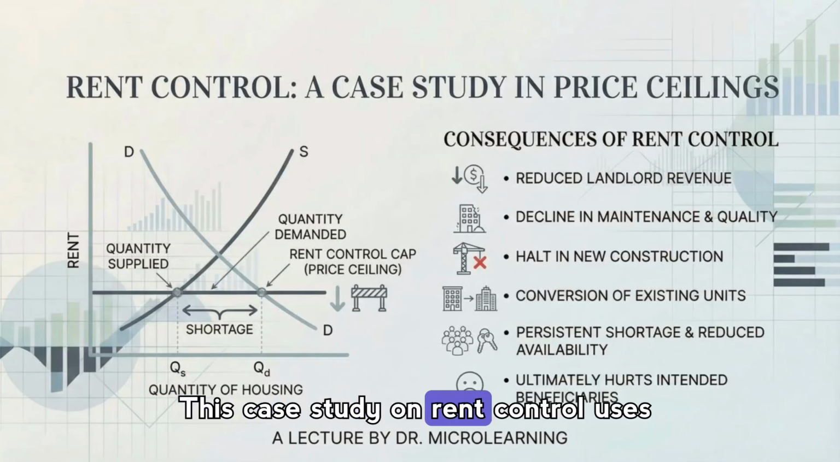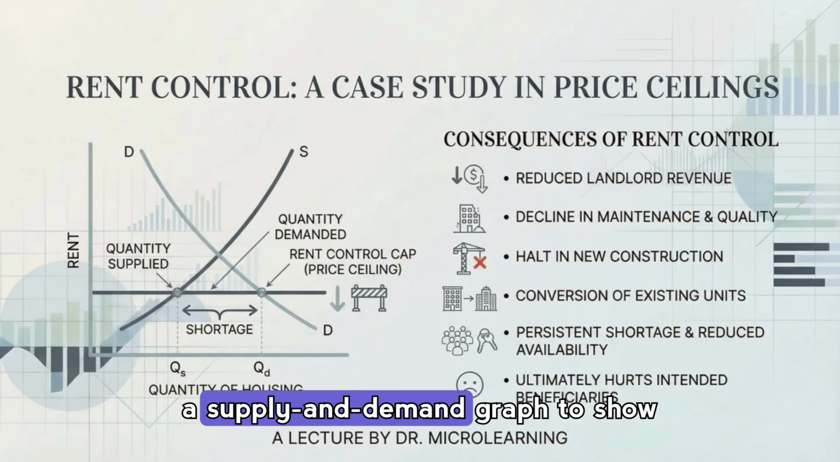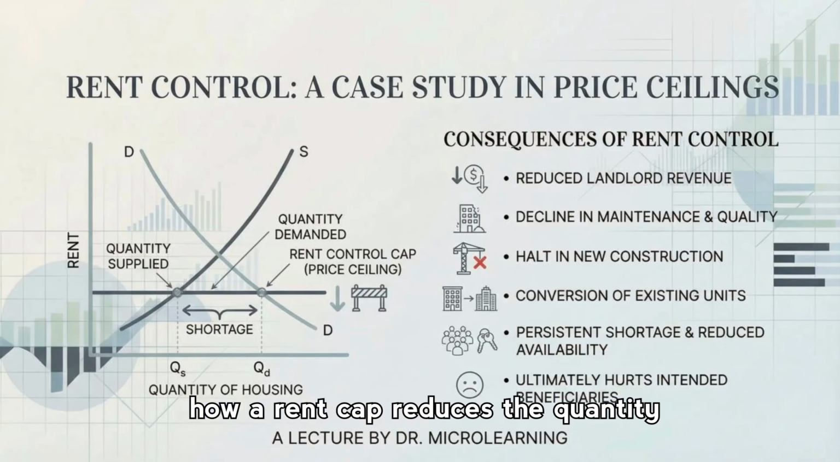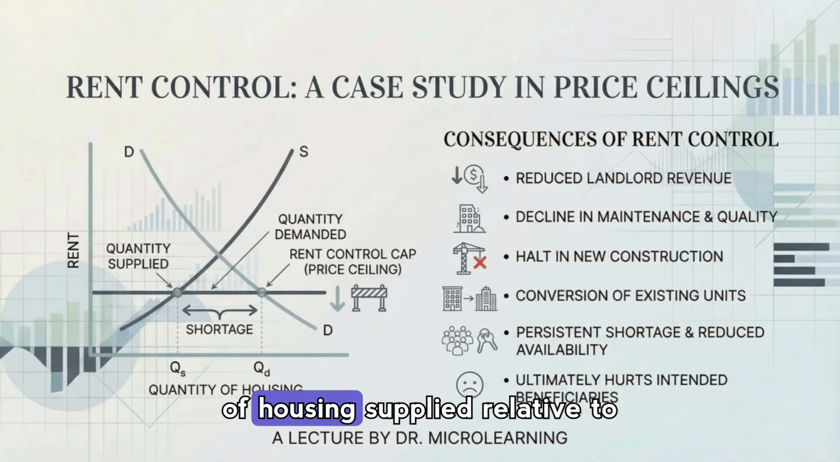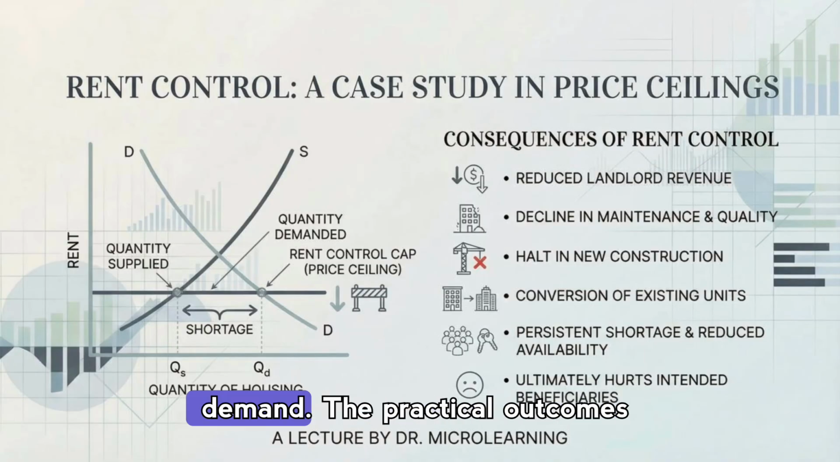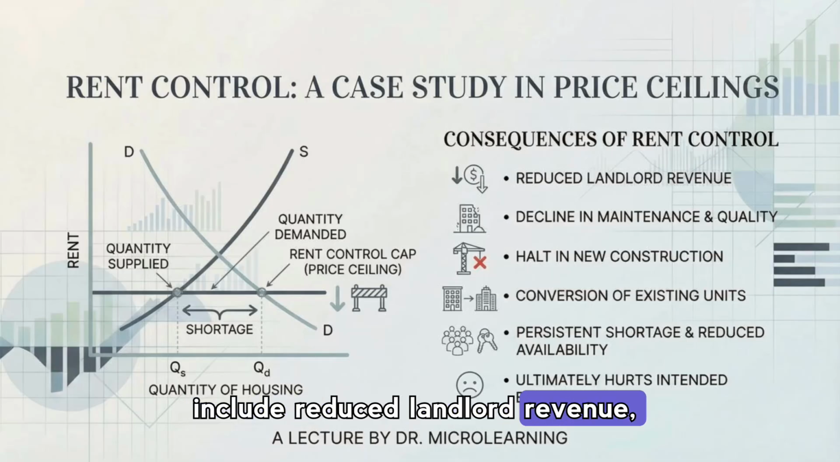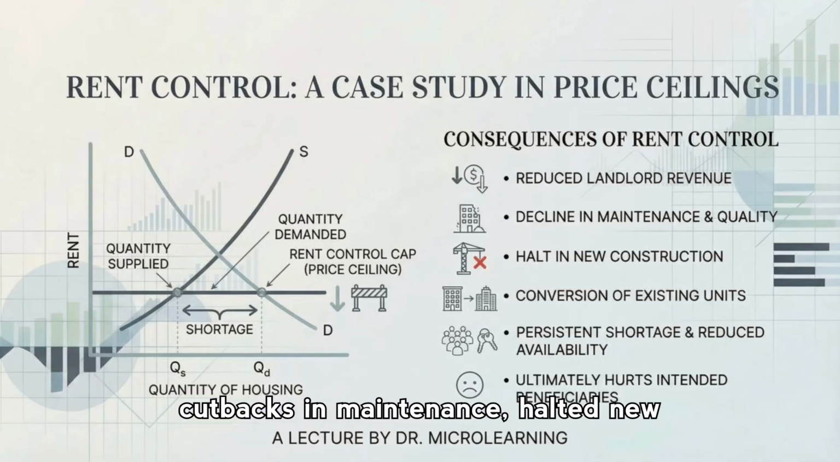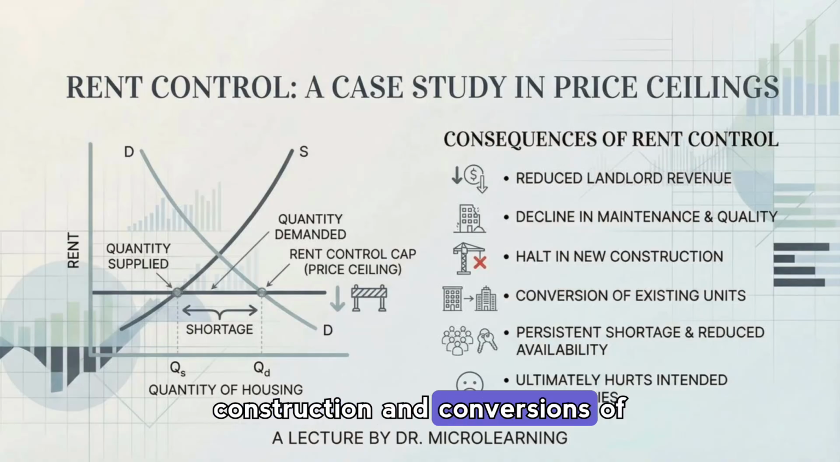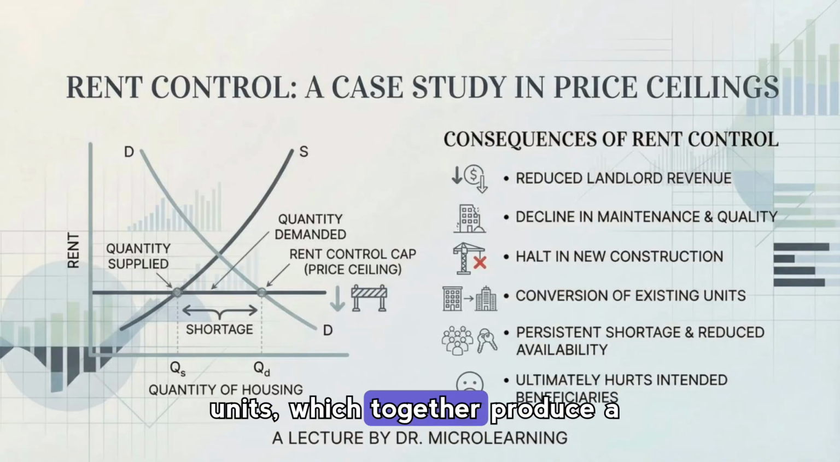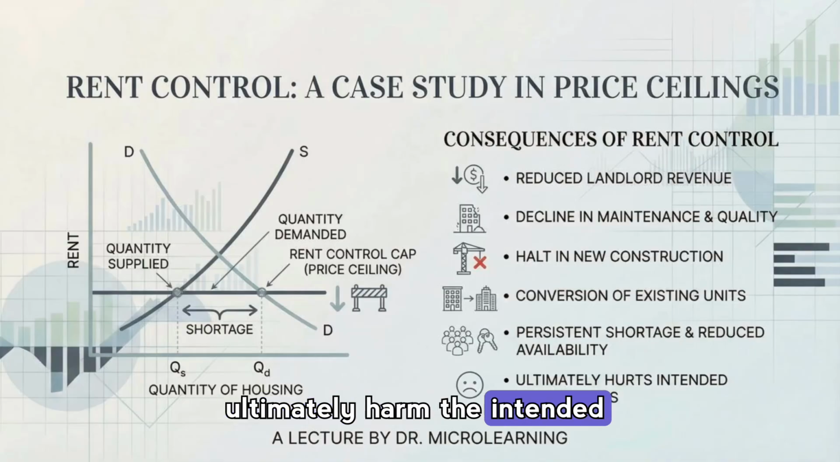This case study on rent control uses a supply and demand graph to show how a rent cap reduces the quantity of housing supplied relative to demand. The practical outcomes include reduced landlord revenue, cutbacks in maintenance, halted new construction and conversions of units, which together produce a long-lasting shortage that may ultimately harm the intended beneficiaries.